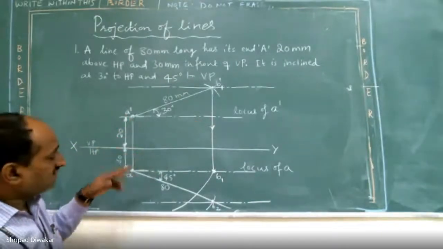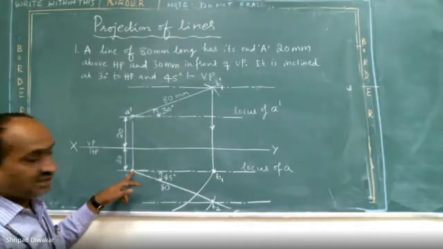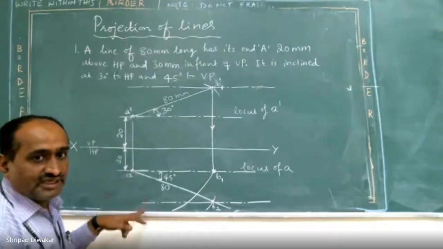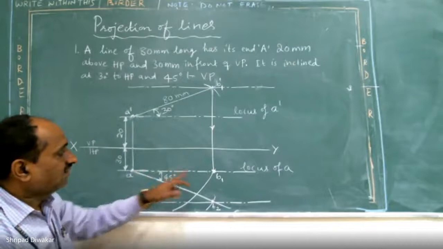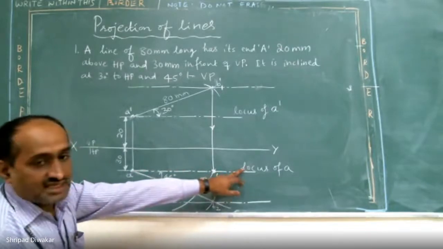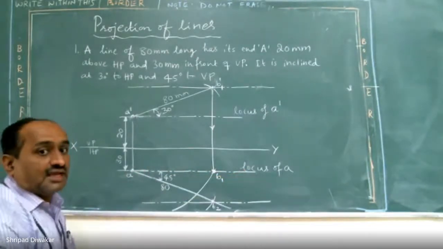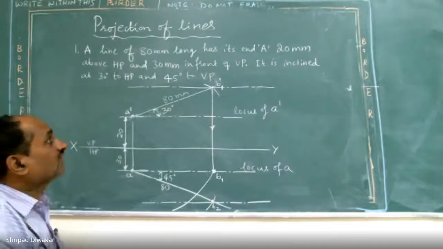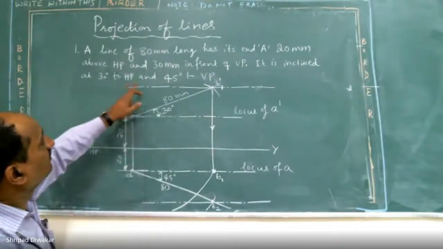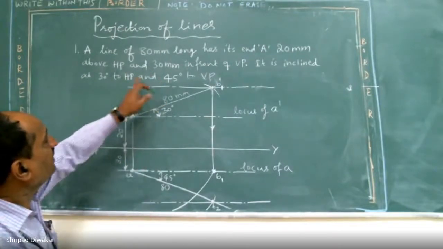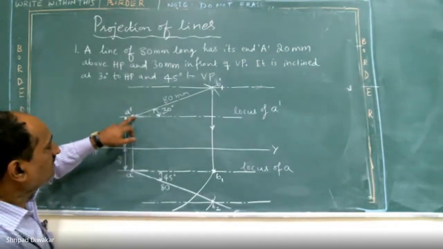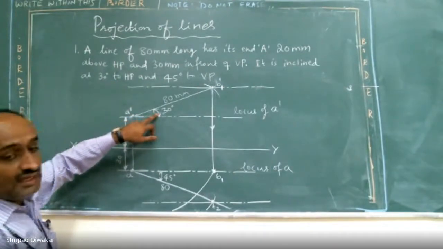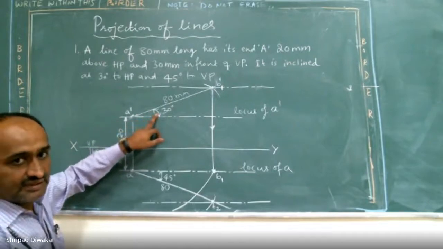Next step, in the same way, you have to draw one horizontal line passing through point A. This is a chain line, and draw a line and mark it as locus of A. Next step is, it is inclined at 45 degrees to VP and 30 degrees to HP. 30 degrees to HP means you have to take above this one, draw a line at an angle of 30 degrees.